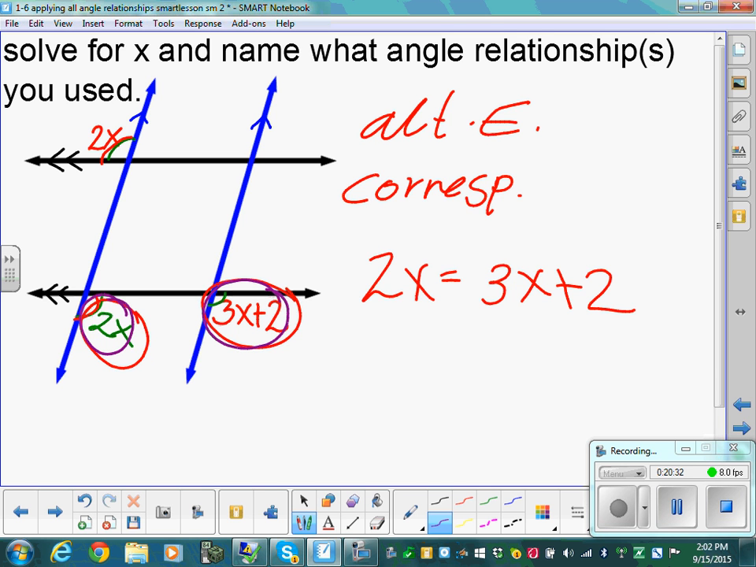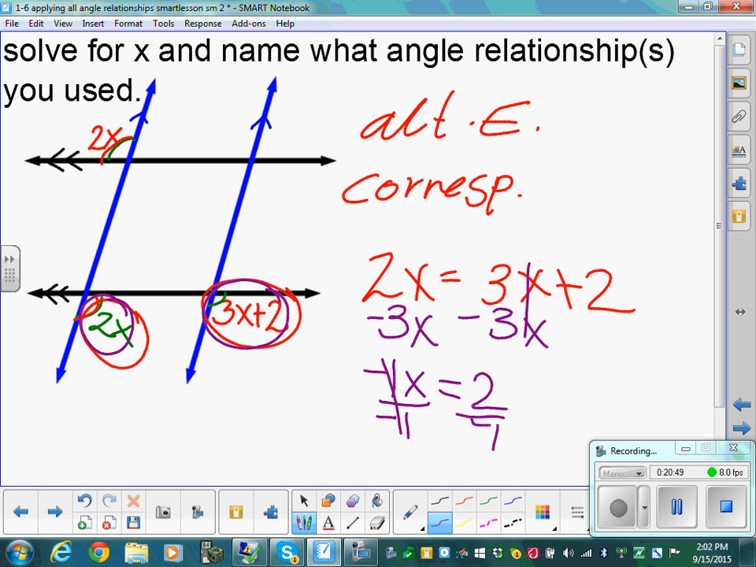So now let's solve for x piece by piece. Subtract 3x from both sides. And what do we get on the left? Negative 1x, which is equal to 2. And then we'll just solve for x. Divide by negative 1. We're trying to get x alone. Does that make sense, Alex? Okay, awesome. So we get x is equal to negative 2.